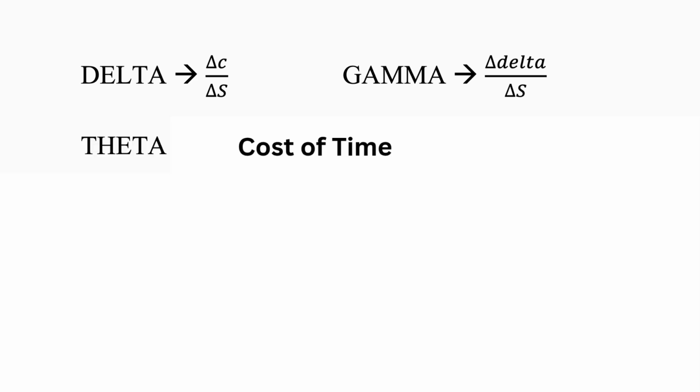Theta, the cost of time. Every day that passes brings an option closer to expiration. Theta measures how much value an option loses because of the passage of time. This is called time decay. Every day, a little value escapes. We can think of theta as the change in the call price over the change in time. So theta is referenced by delta call price all over delta time.